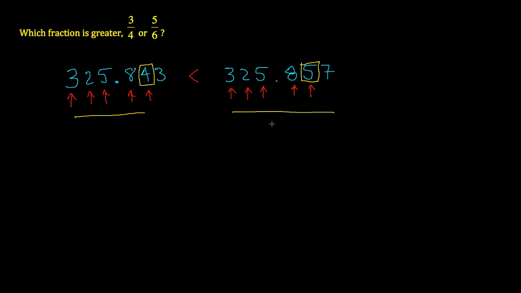It gets a little trickier with two fractions. So when we're looking at 3 over 4 and comparing it to 5 over 6, the problem here is that as we look at the top numbers, we say, okay, well, the 5 is bigger than the 3, but the 6 is bigger than the 4.